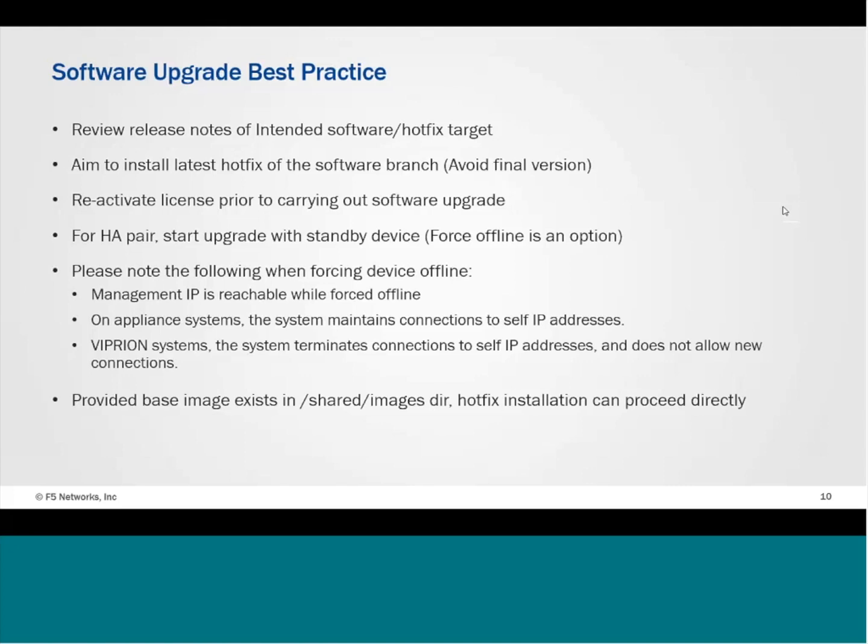So if you are working with an appliance and you force the device offline, yes, you can still access the management IP address, regardless of whether it's a VCMP guest or an appliance. The self-IP addresses is where you would then have to be careful. If it's on an appliance, connections to the self-IP addresses are still maintained, so your HA over the self-IP addresses would still function. However, if it's on a VIPRION system, the connections will be terminated.